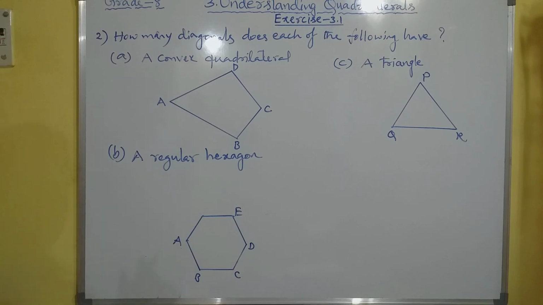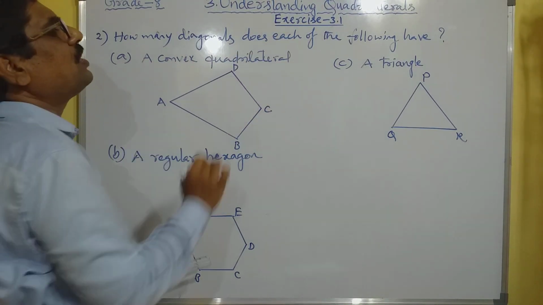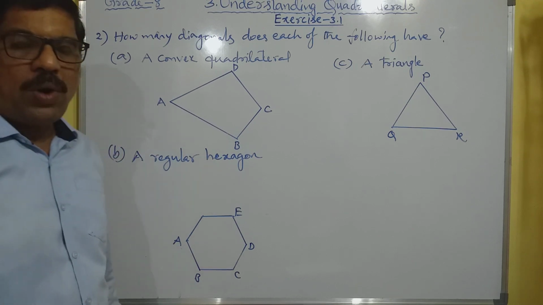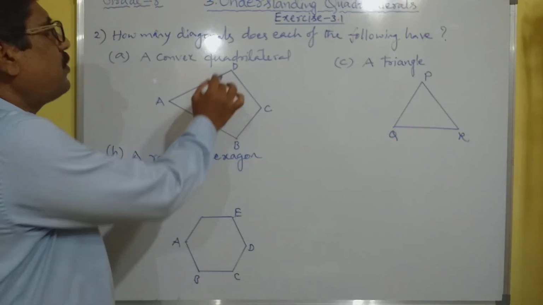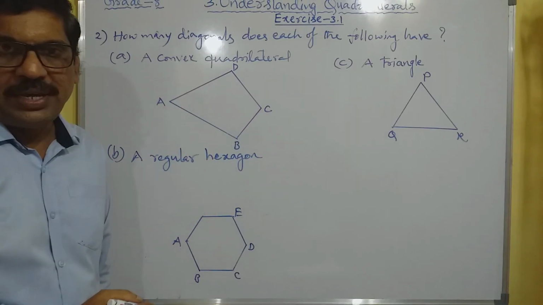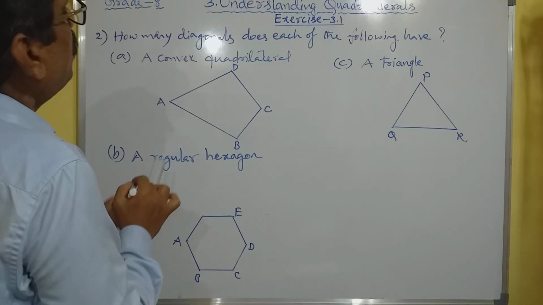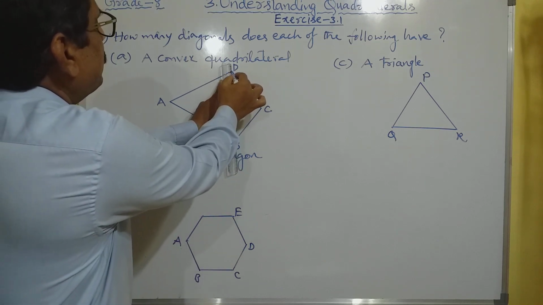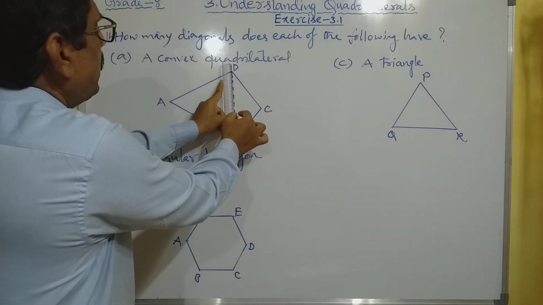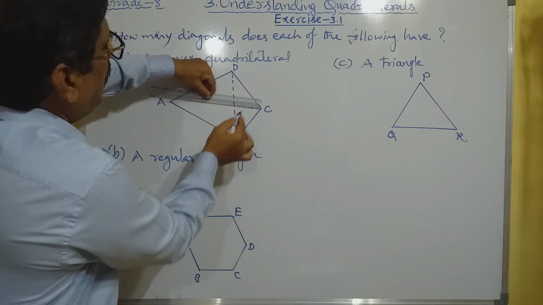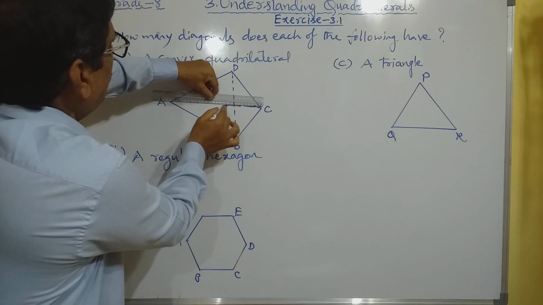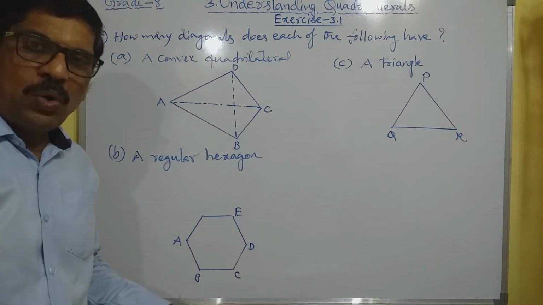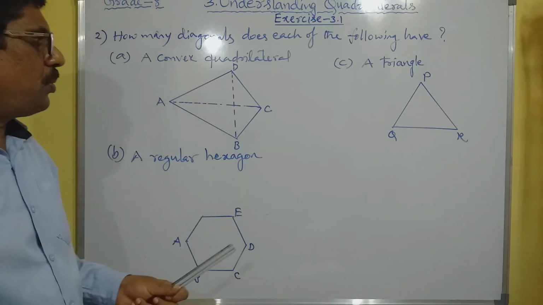Now the second problem. How many diagonals does each of the following have? The first one, a convex quadrilateral. See, this is a convex quadrilateral ABCD. If you try to draw its diagonals by joining the opposite vertices, we can get one diagonal like this and another diagonal like this. So is there any chance to get one more diagonal? No, there are two diagonals.